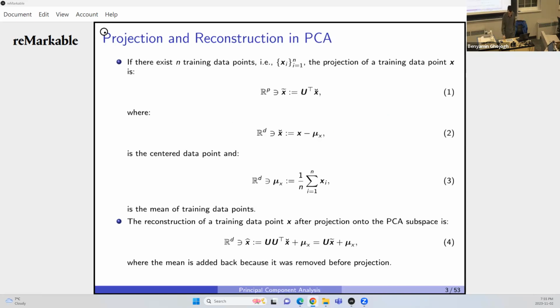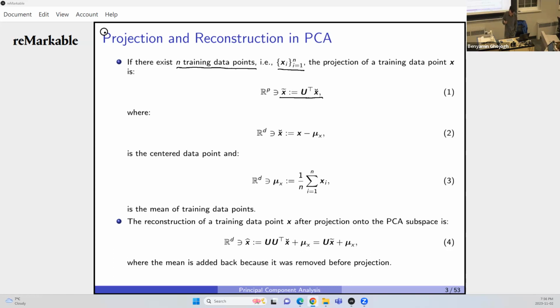First, let's talk about projection and reconstruction in PCA. If there exist n training data points, x1 to xn, then the projection of a training data point is this. For linear projection, recall the preliminaries: X tilde is U transpose X. Let's call it breve, because its LaTeX is \breve. What do I mean by X breve? I mean its mean is 0.